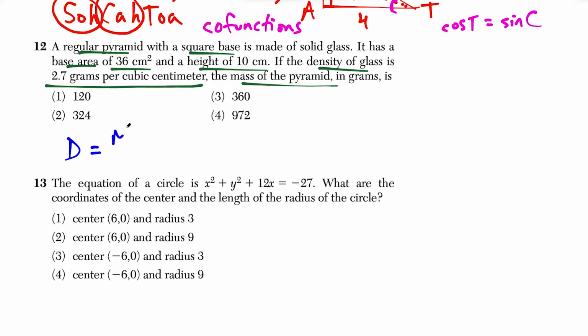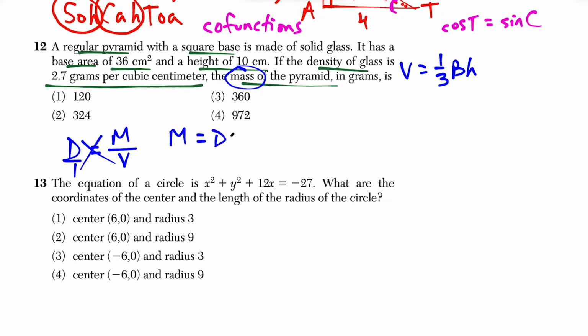We have to know that density is equal to mass over volume, and we have to know that the volume of a pyramid with a square base is equal to 1/3, and then we have capital B times H, where capital B is the area of the base. And what we're trying to find here is the mass of the pyramid. So first we'll solve for capital M. So I'm going to call this D over 1 so we could cross multiply, and we're going to get M times 1, which is just M, equals D times V. So we have mass is equal to density times volume.